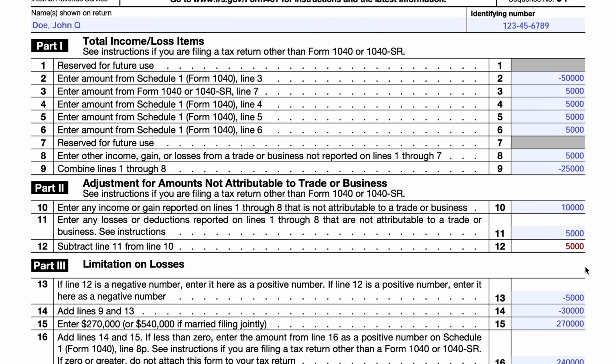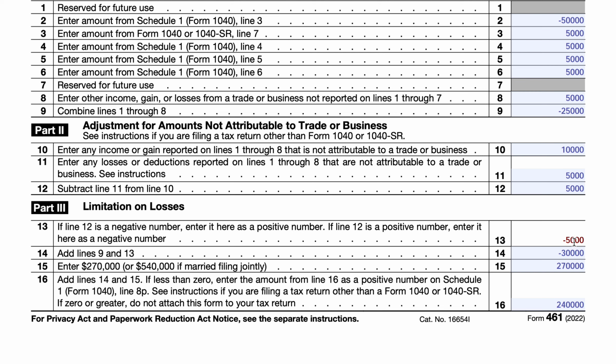So in part 3, it says, if line 12 is a negative number, enter it as a positive number here. If line 12 is positive, enter it here as a negative number. So that's what we did here. We entered it as negative $5,000. We're now going to add that to the negative $25,000, and we come up with negative $30,000.